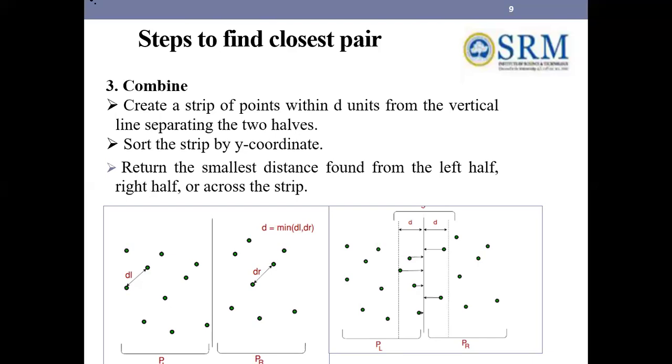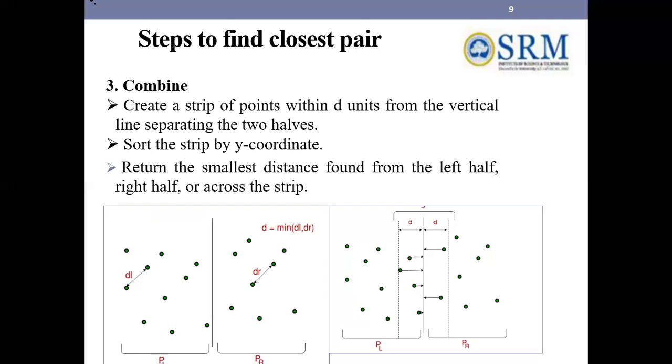That is a vertical line that divides the points into two areas. See the diagram: in the first part, DL is the closest pair in the left side, and DR is the closest pair in the right side. And we find D, the minimum of DL and DR, that is the D distance.